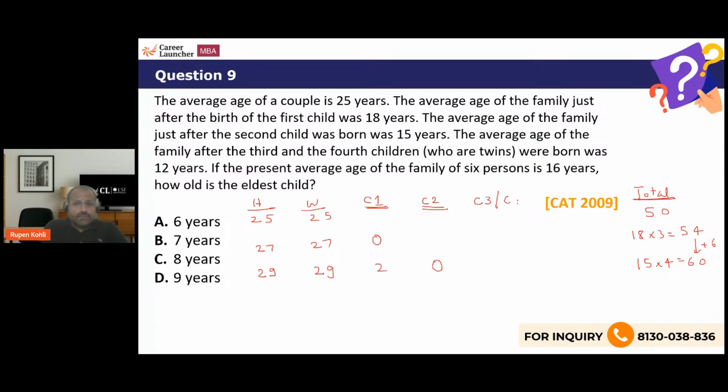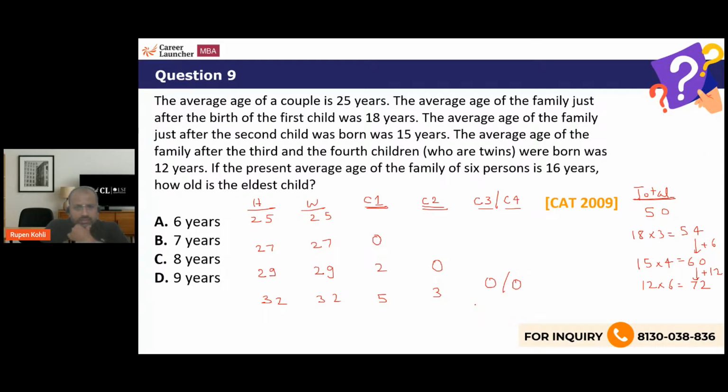Now child 3 and child 4 drop in altogether in a bundle, twins, right? So now we have six people, and 12 is the average now. So 12 into 6, which is 72, should be the sum of the ages. Each of them are now 0, 0, and these four people should age by the same number of years. 60 to 72 is plus 12. So 12 by 4, 3 years. Everybody should age by 3 more years. So 29 plus 3, 32, 32, 2 plus 3, 5. And this child is now 3 years of age, right?